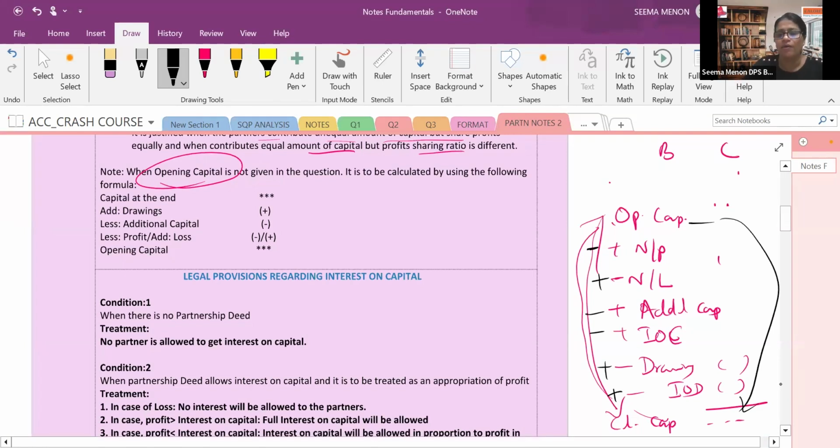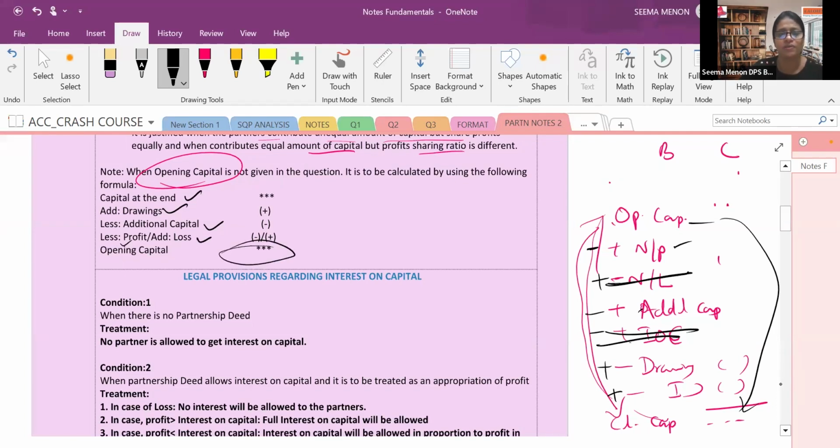Let's see here. Normally all the items will not be given in the question. If net profit is given, there will not be net loss. It is not necessary that additional capital and interest on capital are given. It is not necessary to have drawings, sorry, interest on drawings or drawings, anything. Whatever is given. Let's see that capital at the end is given here. What will you add? Drawings. Additional capital, what will you do with it? Minus. If your profit is there, what will you do? Subtraction. If there is loss, what will you do? You will add that. What will you get? Opening capital. I hope this is clear to you.